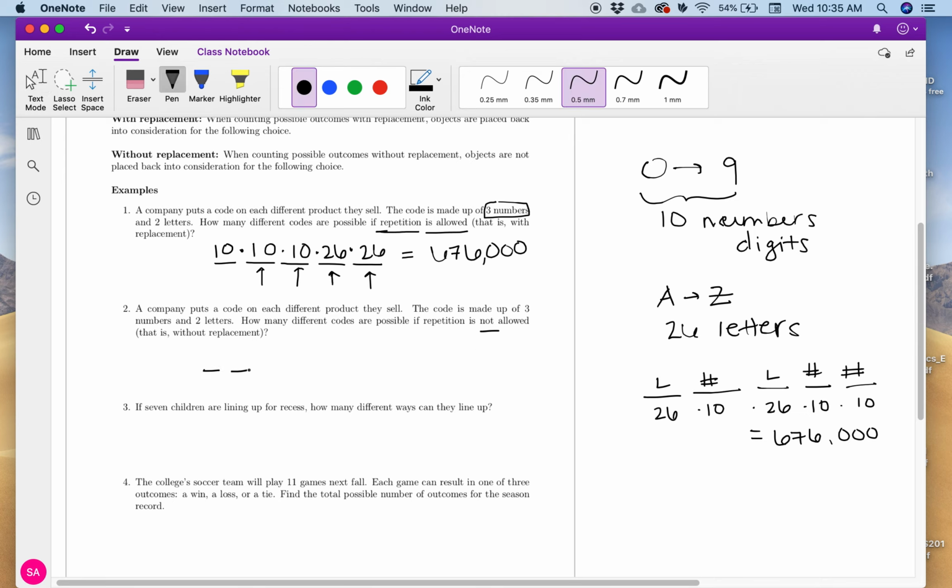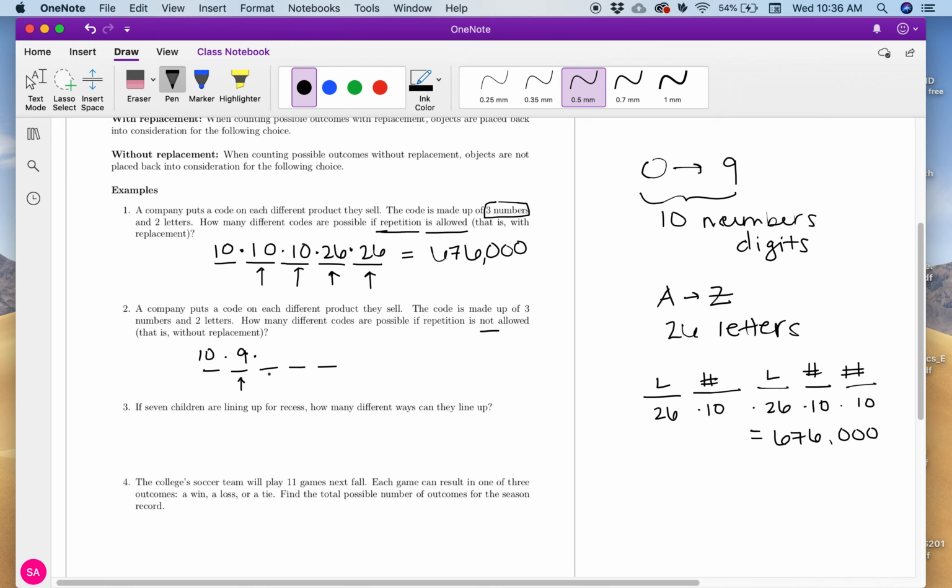So we have 5 spaces, 5 characters in this code. Now, to start with, there's 10 possible different numbers from 0 to 9. But now we're not allowing repetition. So once you pick a number, you can't use that number again. So for this next spot, this next number, there's only 9 choices, right? Because we picked a number for this first spot. That's gone. We can't pick that number again. So now there's only 9 remaining choices.